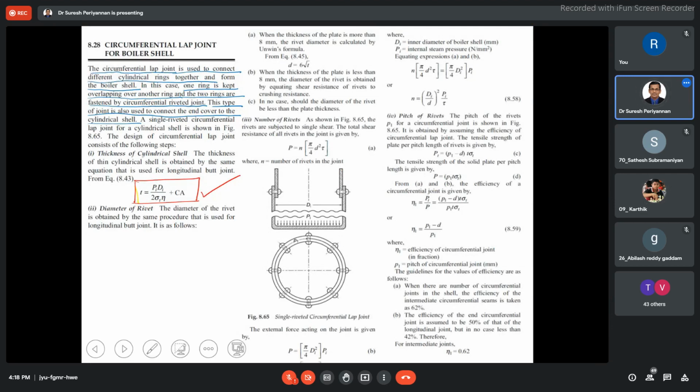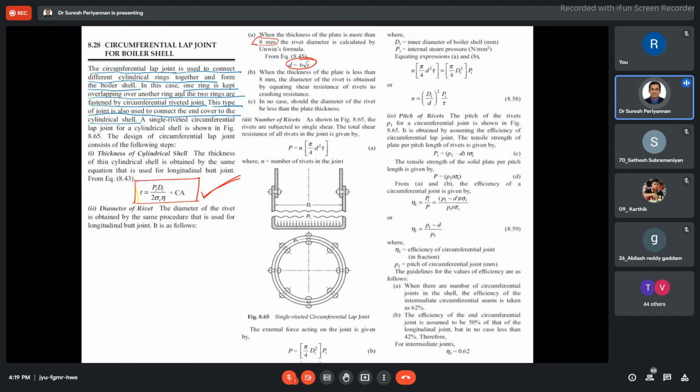Now this is the same procedure. Whatever we used in the longitudinal butt joint, the same procedure we are using for finding the thickness of the plate while considering the circumferential lap joint for the boiler shell. Now the diameter of the rivet, also here we use the same thing: Unwin's formula. If the plate thickness is greater than 8 mm, Unwin's formula, you may expect this type of question in any objective type or competitive exam also.